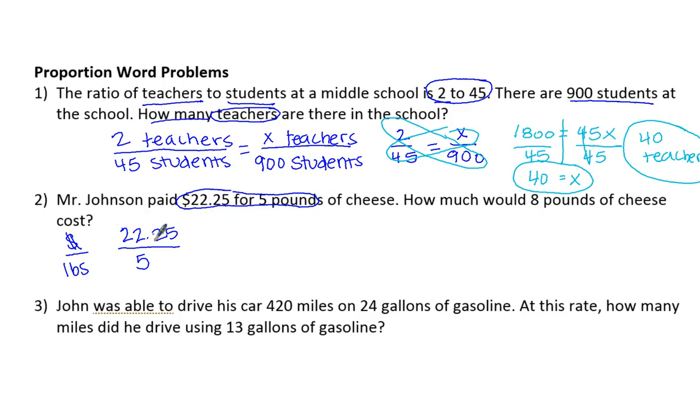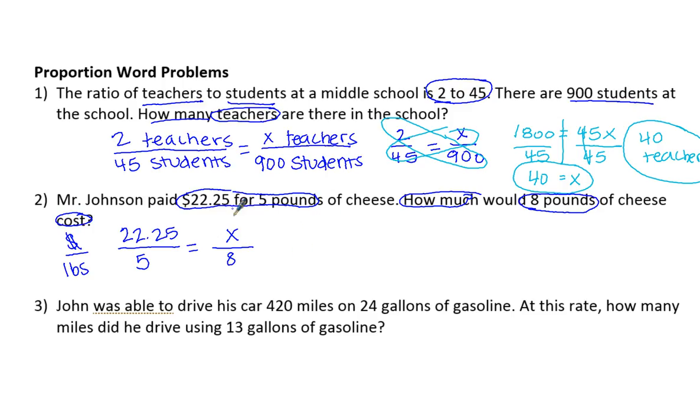So our first ratio that we knew was 22.25 over 5. That's going to be set equal to, okay, they're asking us how much would 8 pounds of cheese cost. So they told us how many pounds, so we're going to put 8 on the bottom of our second ratio, and then the top of our ratio here needs to be our x, because they're asking how much the cheese would cost. So that needs to go with our dollars.